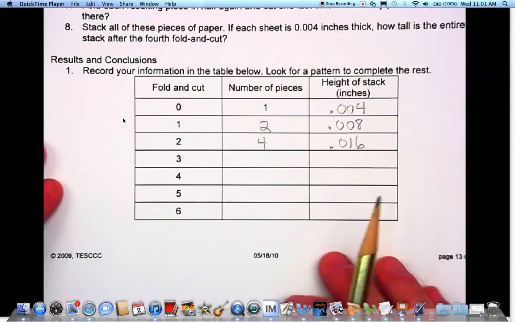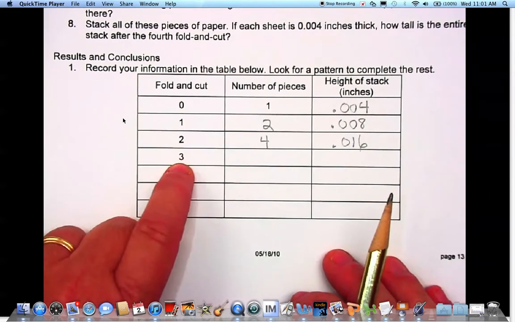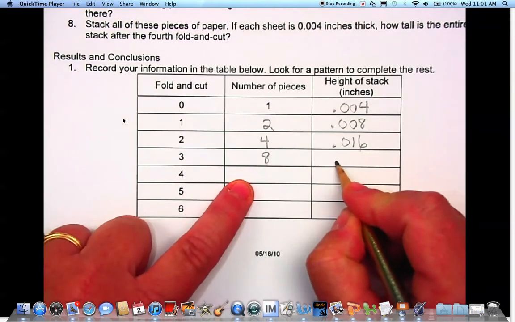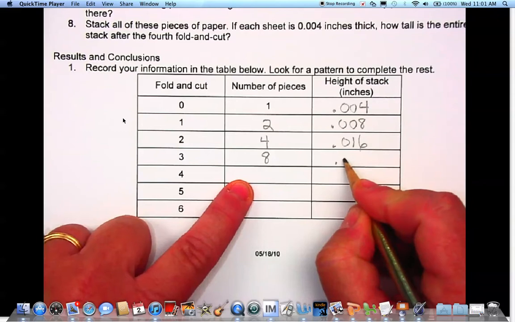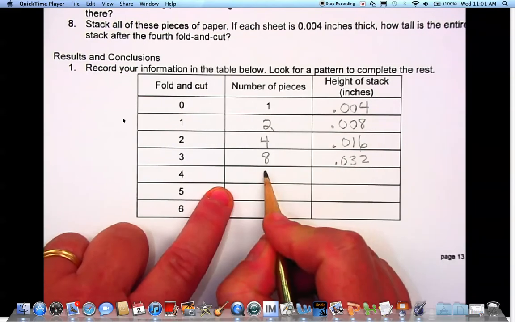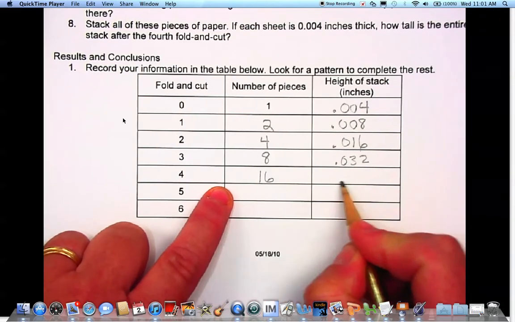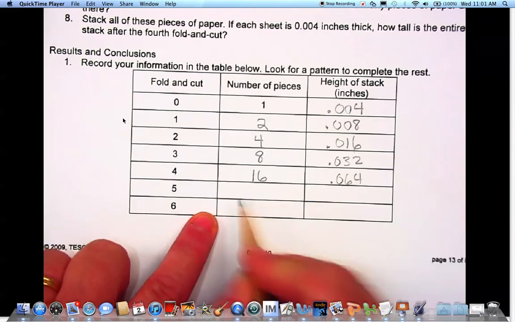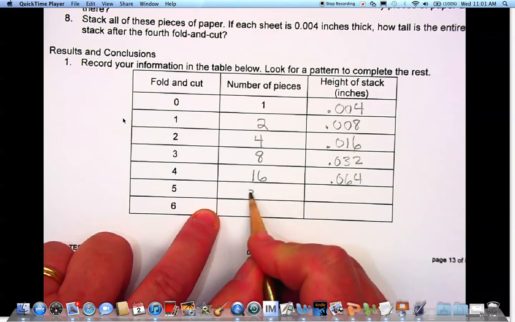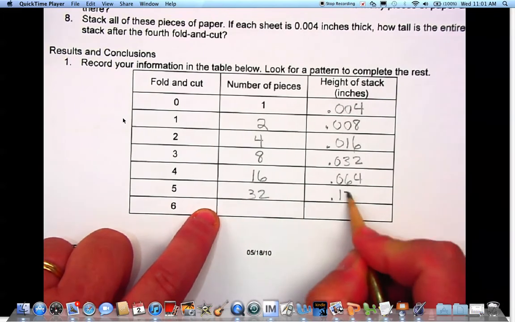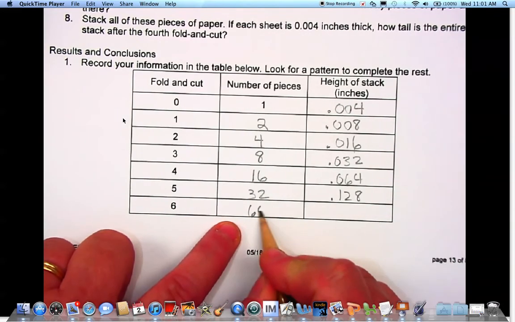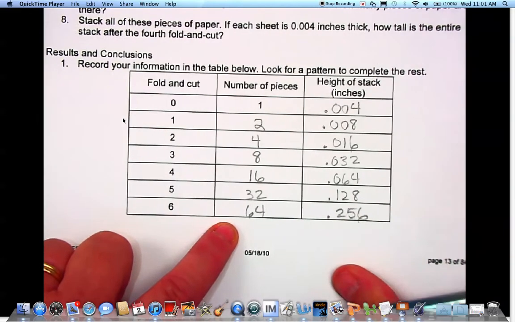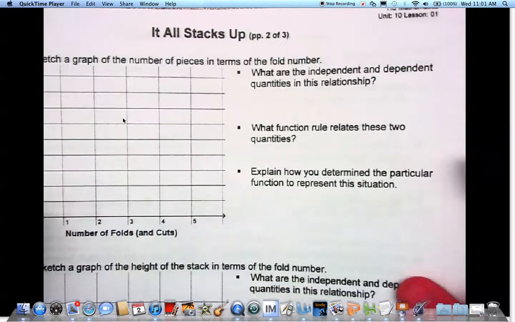Okay, so on the table, number of folds, 3 folds was what? 8, and how tall? Okay. 4 folds, 16, and 0.064. 5 folds, 32, 0.128. And then 6 folds, 64, 0.256. Okay. All right, and then you graphed it over here, and what did it end up looking like?